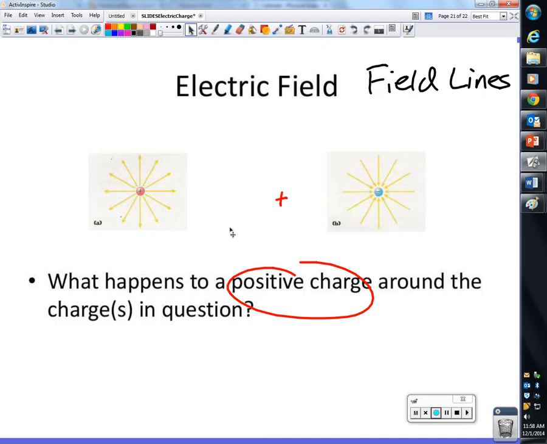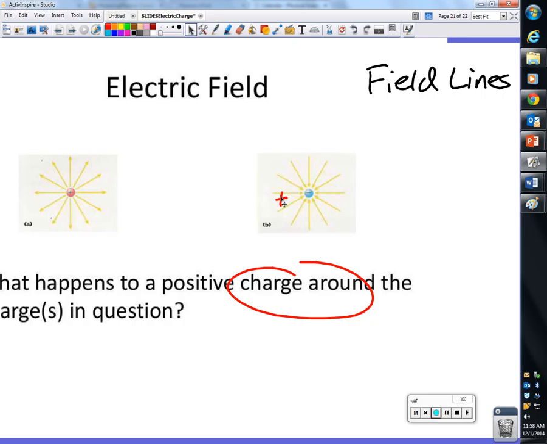Let's bring my positive charge over here to picture B, which is picture B at the bottom of your page as well. Now we bring it close to a negative charge. What's going to happen in this case? They're going to attract. And the arrow here is pointing towards the negative charge.